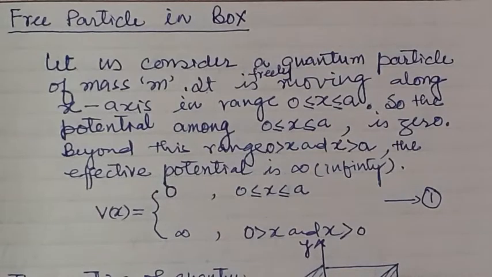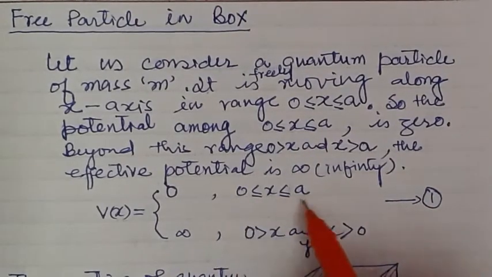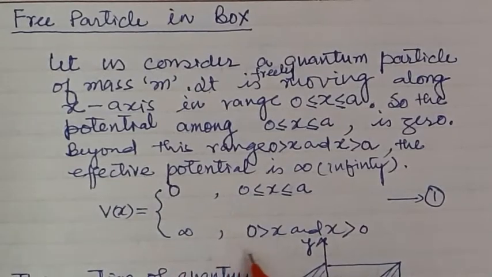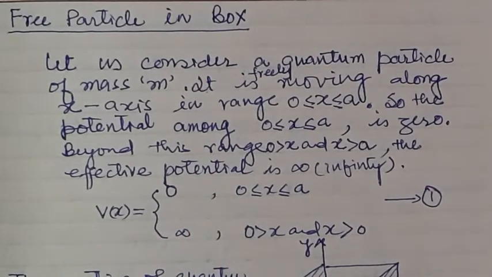So for this problem, the potential can be stated as in equation 1. That says that the potential V(x) is 0 in the range of 0 to a, whereas it is infinity beyond this range, or otherwise.